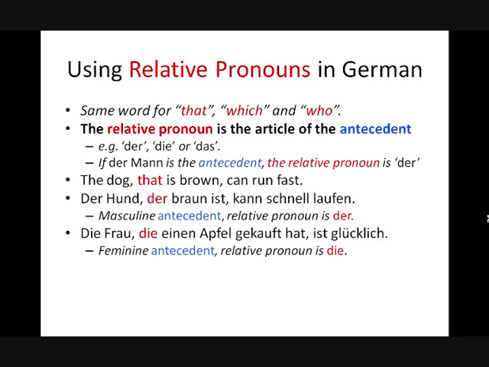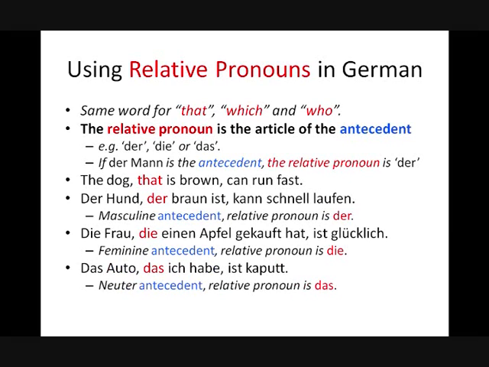Die Frau, die einen Apfel gekauft hat, ist glücklich. We have a feminine antecedent, so the relative pronoun is die. Remember, the relative pronoun is referring to this woman, the woman who has bought an apple is happy. Here's another example. Das Auto, das ich habe, ist kaputt. We have a neuter antecedent, so our relative pronoun is das.